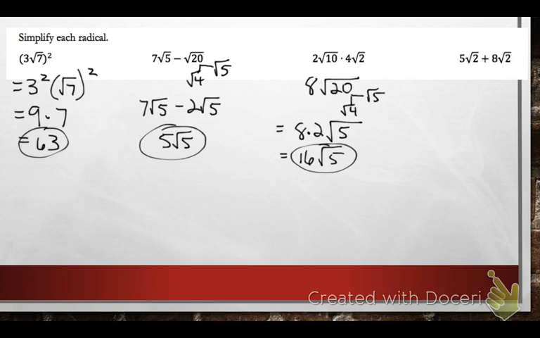Now in this last problem we have 5 square roots of 2 plus 8 square roots of 2, so we can combine those and we'll end up with 13 square roots of 2.